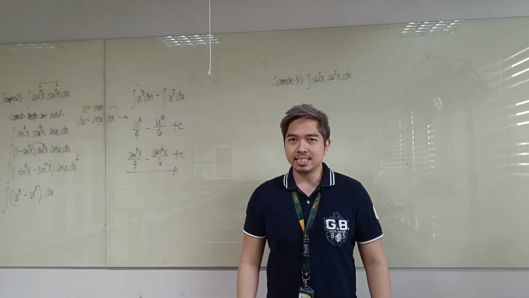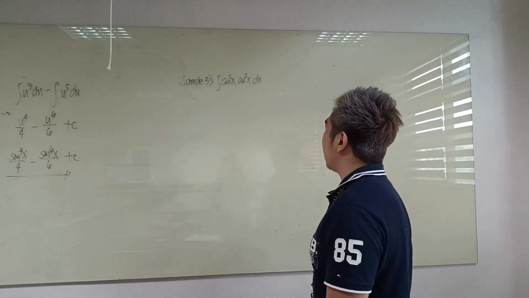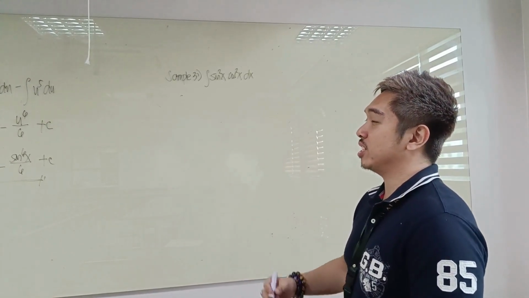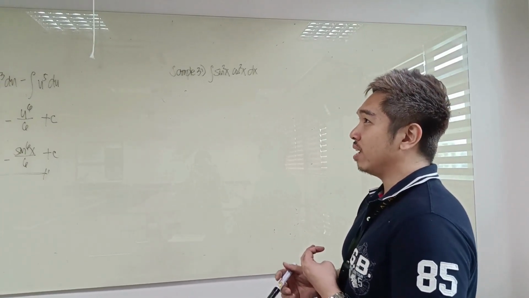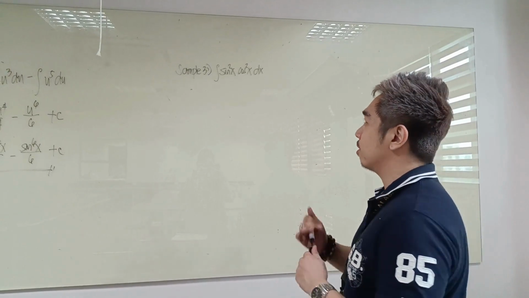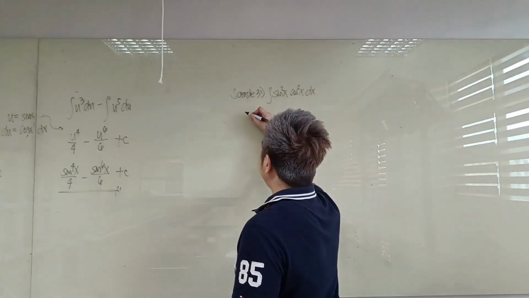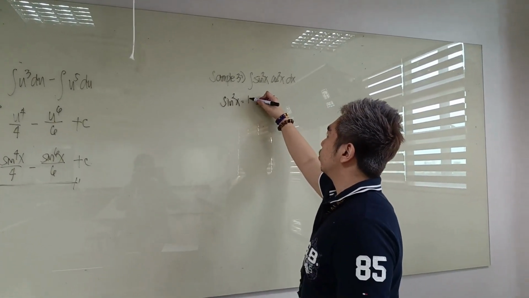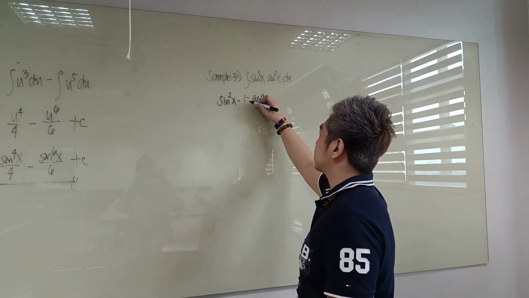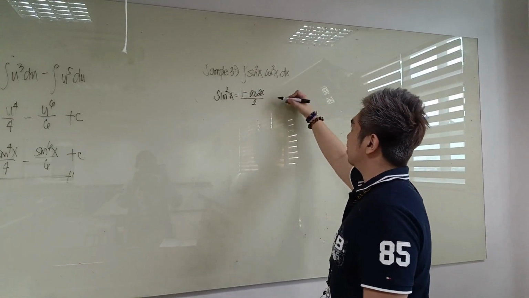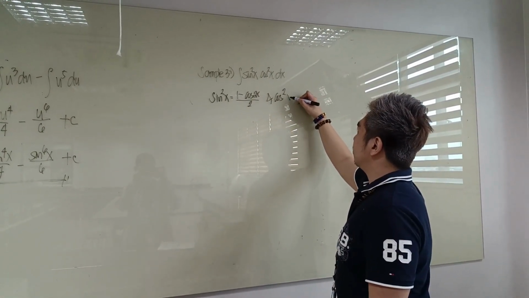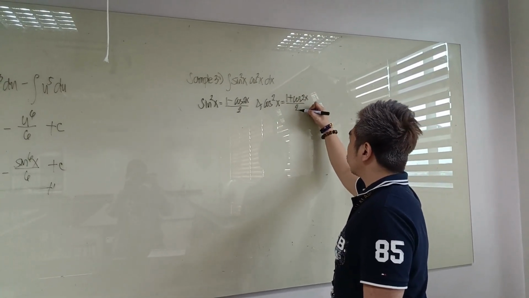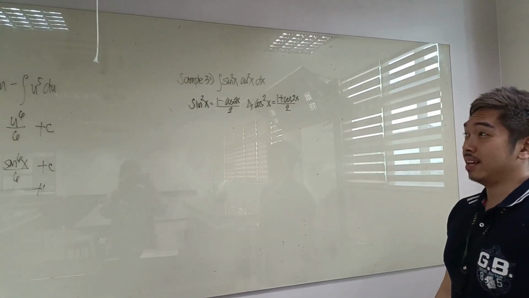Alright, now let's go to the last case. So for the last case, we have here both of them are even. So if both of them are even, we'll just transform them to have an exponent of 1. So therefore, we have an identity. Sine squared x can be rewritten as 1 minus cosine of 2x all over 2, and cosine squared of x can be written as 1 plus cosine 2x all over 2, from double angle identities.